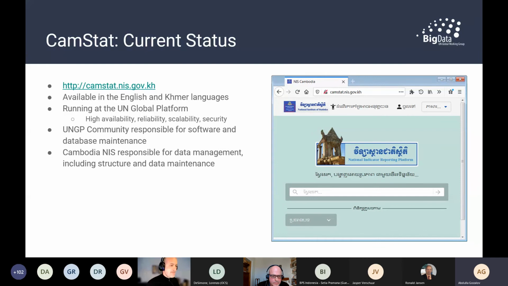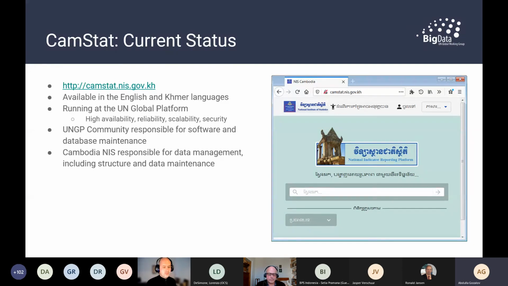With all the benefits that the UN Global Platform brings, which is availability, reliability, scalability, security, the most important point I would like to make is that this system is very powerful. It covers over 50 data sets, and it covers a whole range of statistical data from health, education, economy, sustainable development goals, practically the entire range of Cambodia statistical data.